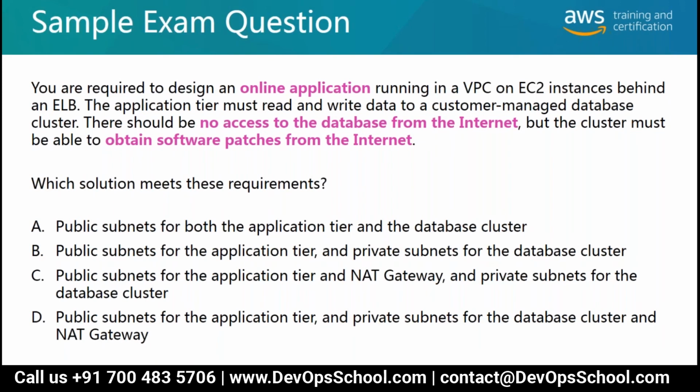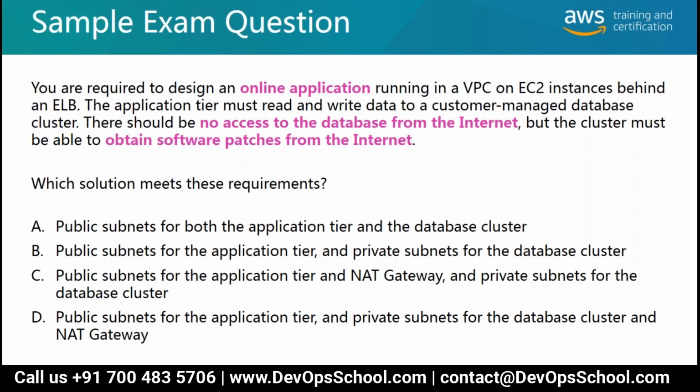So you are required to design an online application running in a VPC on EC2 instances behind an ELB. The application tier must read and write data to a customer managed database cluster, a database cluster managed by the customer. There should be no access to the database from the internet, which means your database is in the private subnet. But the cluster must be able to obtain software patches from the internet. So which solution meets the requirement?